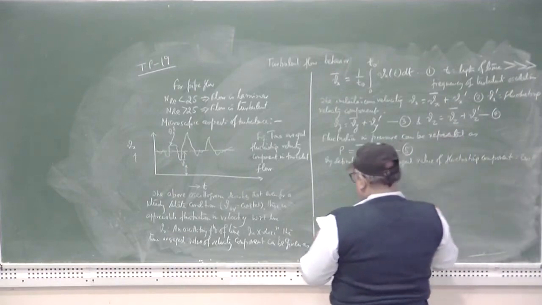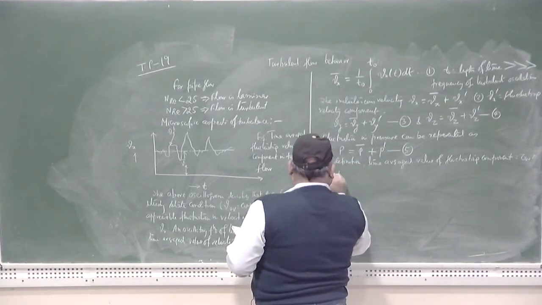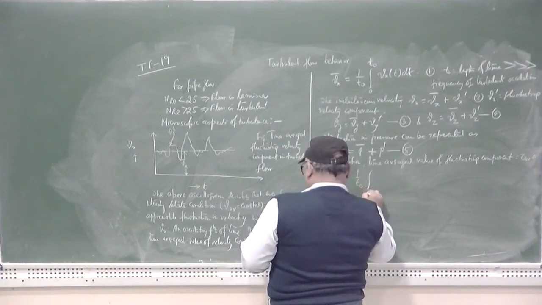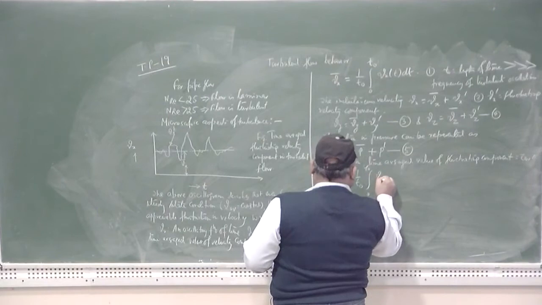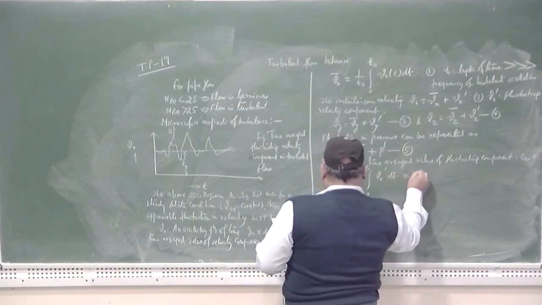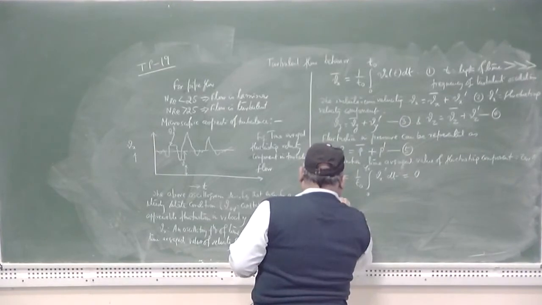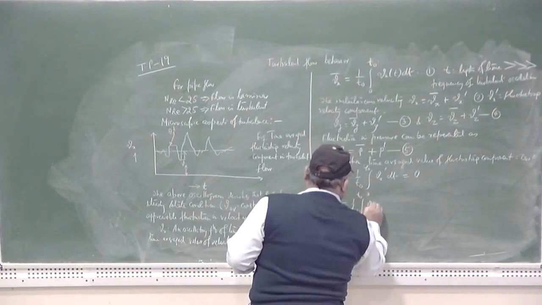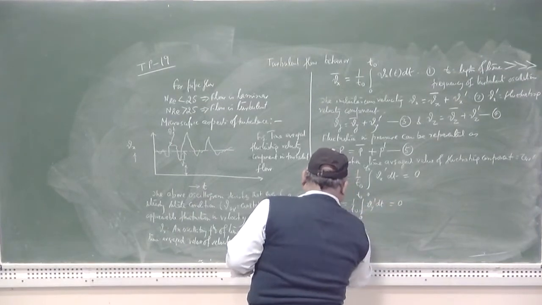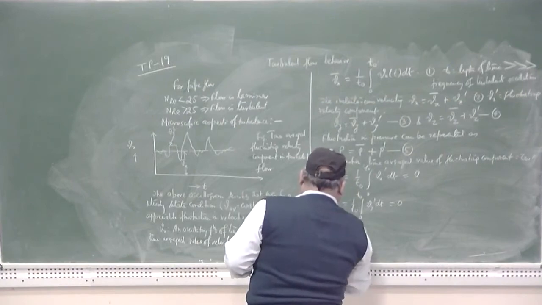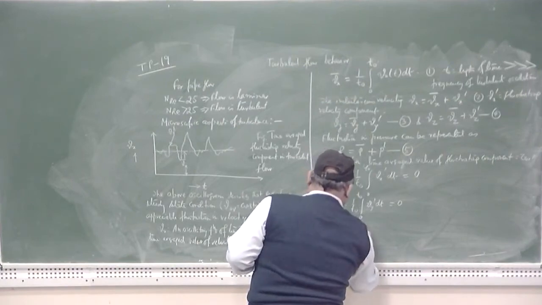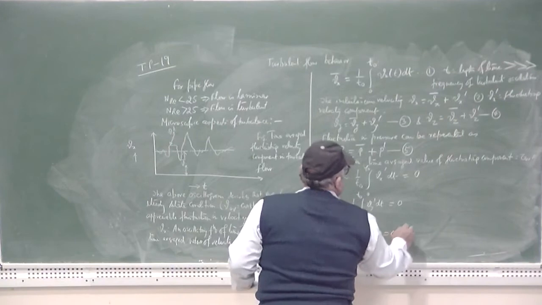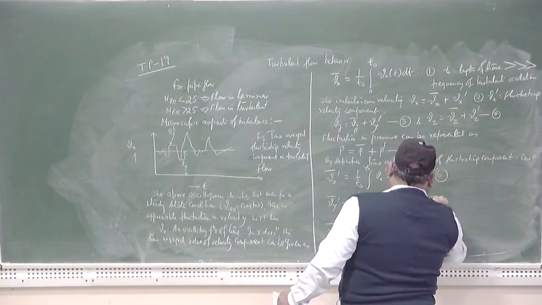That is, Vx prime average is equal to 1 by T naught integration from 0 to T naught Vx prime dt, that should be equal to 0. Similarly, Vy dash is equal to 1 upon T naught integration from 0 to T naught Vy dash dt, that should be equal to 0. Similarly, average value of Vz prime is equal to 1 upon T naught integration from 0 to T naught Vz prime dt equal to 0. So, these are equation numbers 6, 7 and 8.